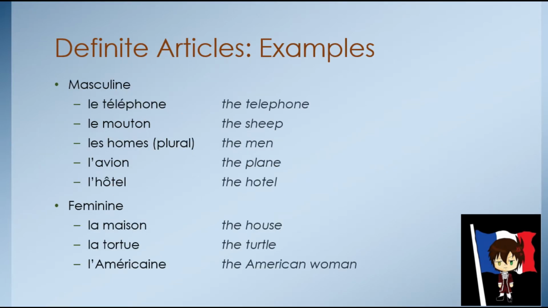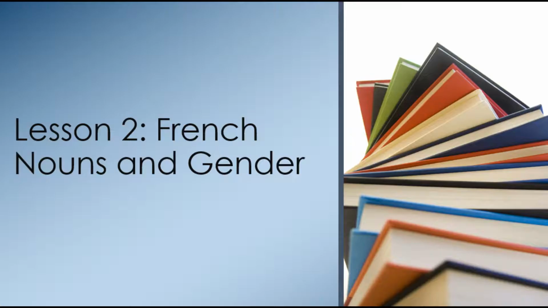So let's see some examples. We have for masculine, that's le téléphone, le mouton, les hommes, l'avion, l'hôtel. The translation is the telephone, the sheep, the men, the plane, the hotel, respectively. And for the feminine, that's la maison, la tortue, l'américaine.